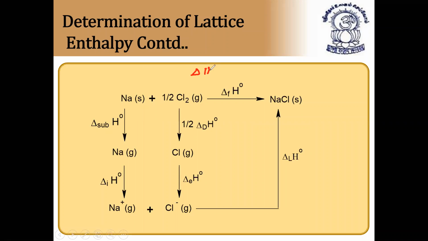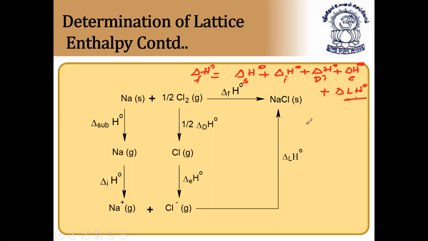So delta H of formation for this reaction is equal to delta H of sublimation first, plus second step delta H degree of ionization enthalpy, plus third step delta H of dissociation, plus fourth step delta H of electron gain enthalpy, plus delta H degree of lattice enthalpy. So if you add all these things, you'll get it.